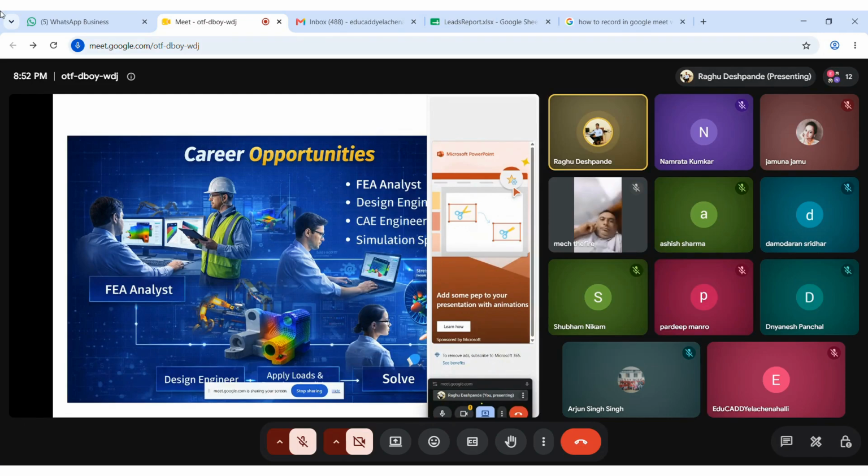So coming back to the career opportunity, after learning FEA, a student can work as an FEA engineer, or we can call them a CAE engineer or simulation engineer or structural analyst. So many names are there for FEA engineers nowadays in the industry. What the industry is expecting is that the FEA engineer should know HyperMesh or ANSYS, because these are the tools which are widely used in the market currently.